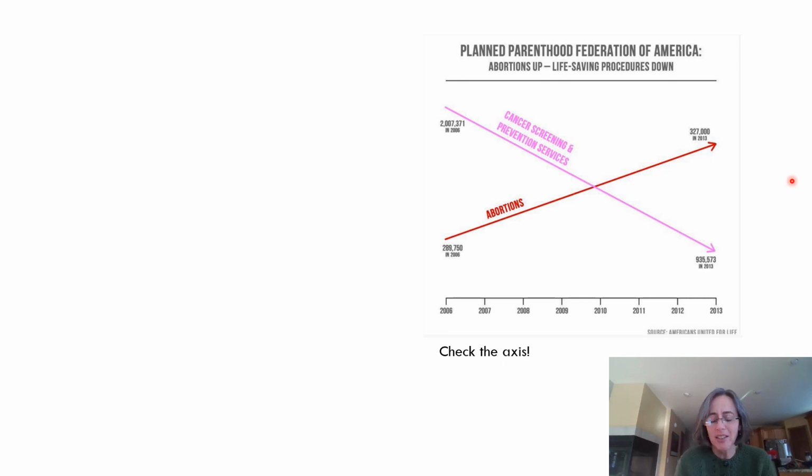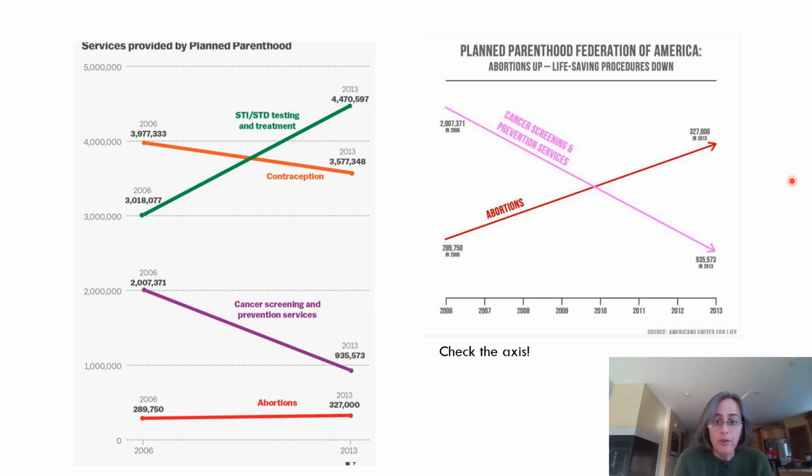So let me show you what it would look like if you did it on an appropriate axis. Aha. So there are several other things in this, but we can see here cancer screening and prevention services did go down during the time specified. But if we look at abortions, yes, there is an increase, but it's a relatively small increase that happened over that period of time. So the chart on the right gives a very misleading perception that all of a sudden they're doing more abortions than they are doing cancer screenings, which is just not true at all.